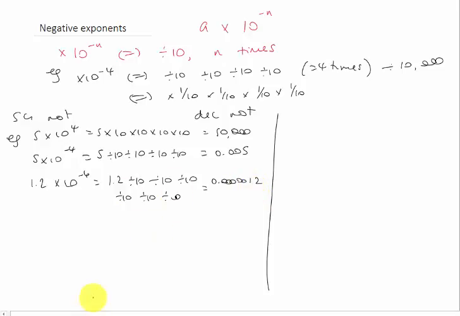Okay, so it's just the same idea as before, and you'll notice that all these numbers with the negative exponents are smaller than 1. I think that is worth saying. So this will give us a number that is smaller than 1.